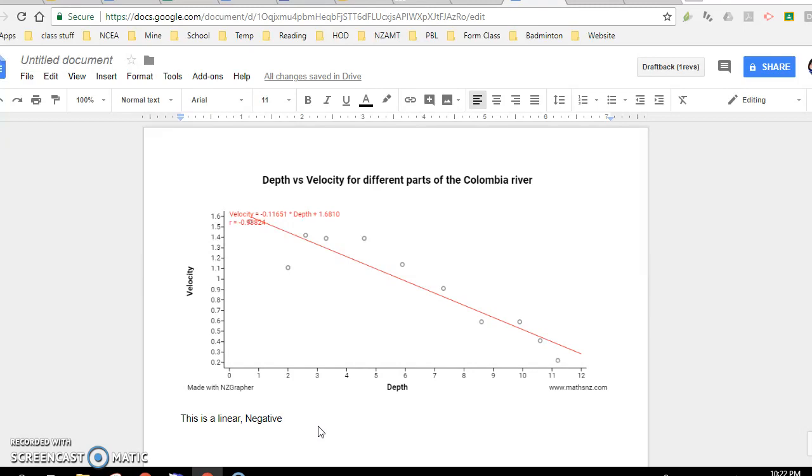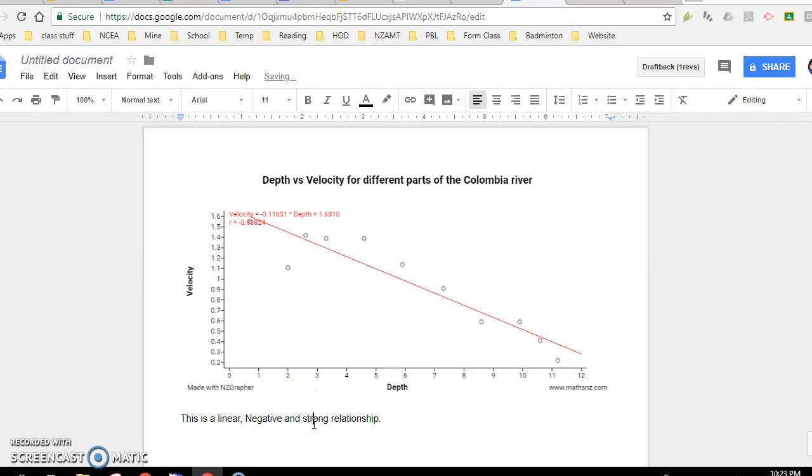Negative, and is it a strong relationship or weak relationship? Well, I think it looks quite strong. There's this one that's a little bit further away, but it's still not that far away. And these ones are pretty well on the line, so I would say it's a pretty strong relationship. So it's a linear, negative, and strong relationship. Easy.